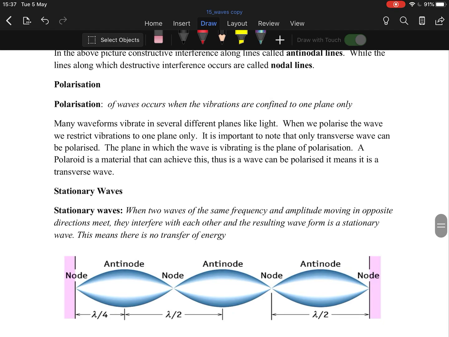Polarization. What is polarization? Polarization of waves occurs when the vibrations are confined to one plane only. Key here, only transverse waves can be polarized. Longitudinal waves cannot. That's why sound can't be polarized. Sound is a longitudinal wave. But light can be polarized because light is a transverse wave.